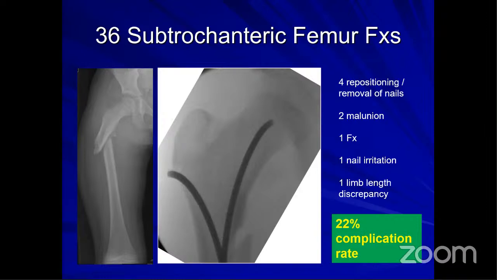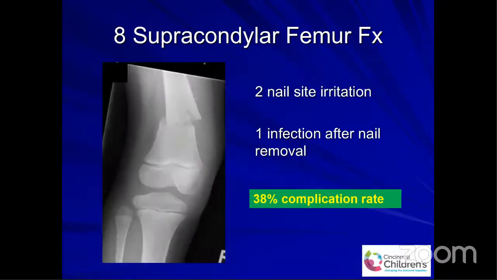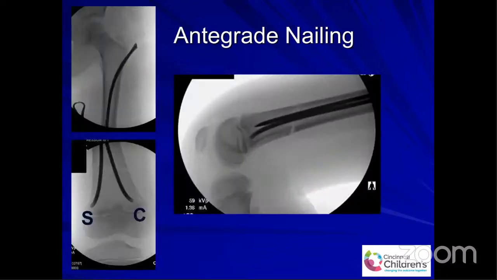We have modified some of the techniques. The 8 supracondylar fractures had 2 nail site irritation, 1 infection after nail removal. But I think some of these complications are preventable complications, but they do have a higher rate of complication compared to your diaphyseal fractures. So for a supracondylar fracture just above the distal femoral physis, you can see that we have used antegrade nailing, and it's a pretty acceptable reduction. You can, of course, use a plate here. That's a perfect indication.